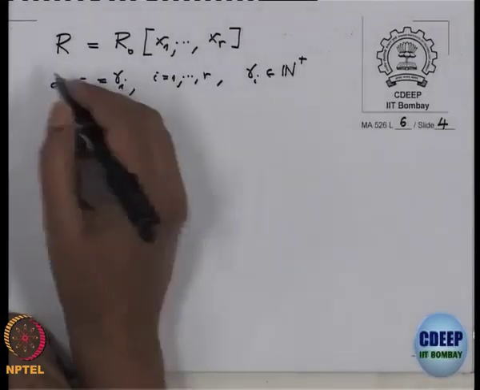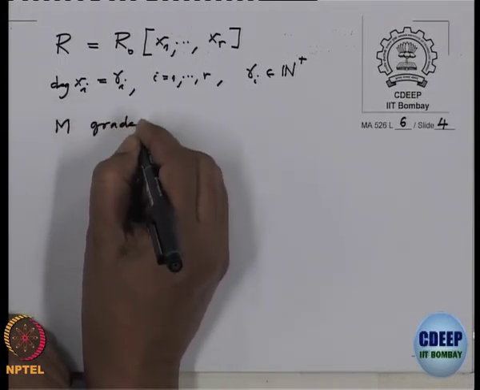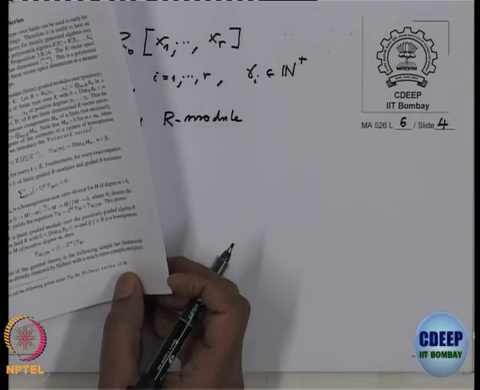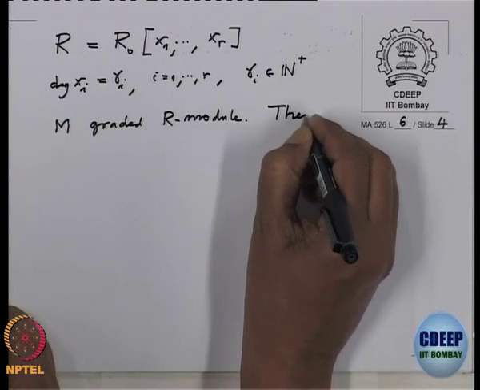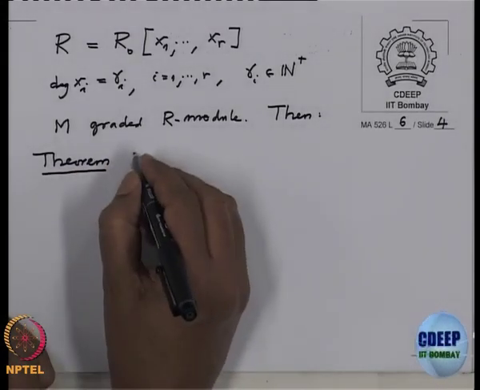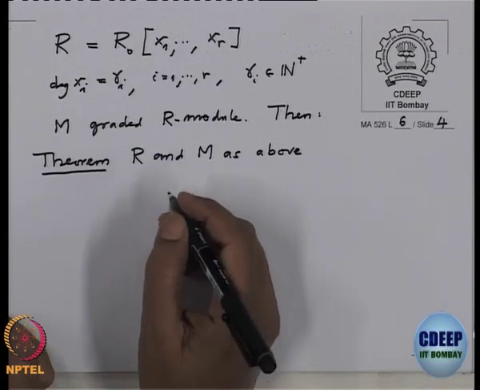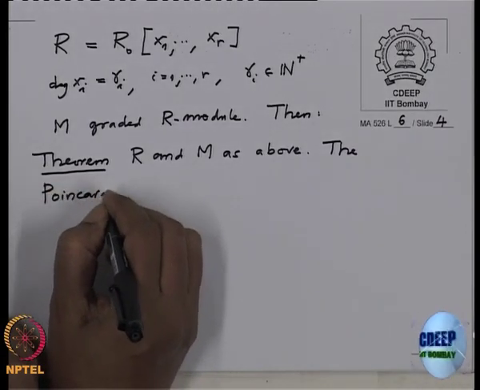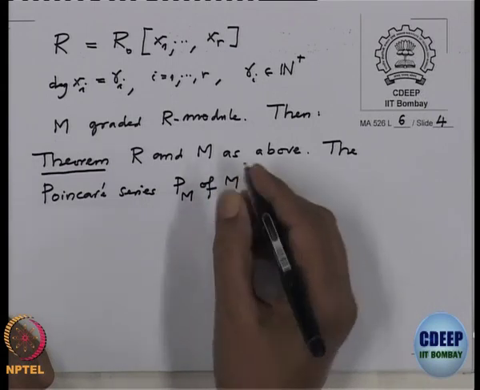So in this case, R is this, and M is a graded R module. The theorem will tell how to calculate the Poincaré series. Let R and M be as above. The Poincaré series PM of M is a rational function.